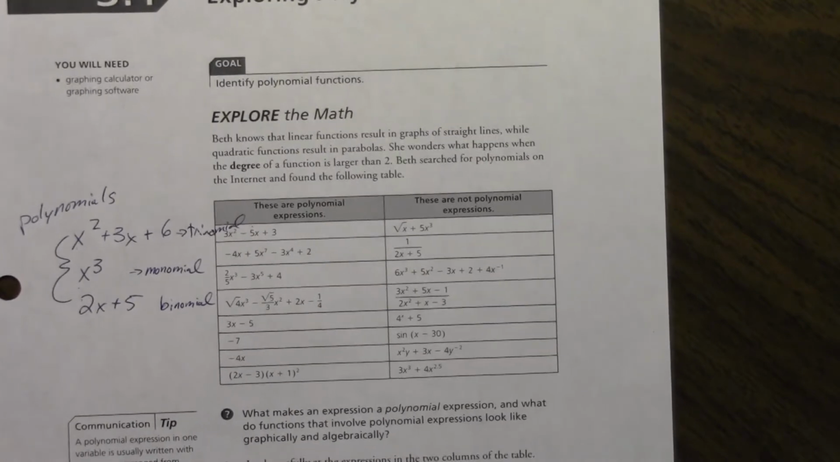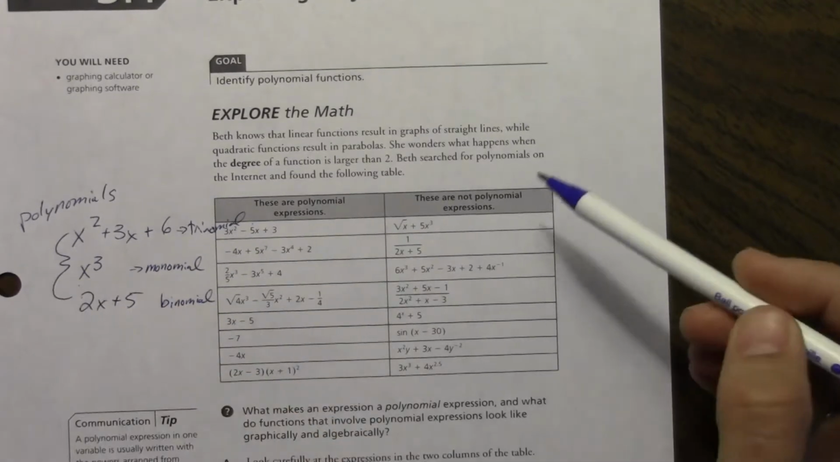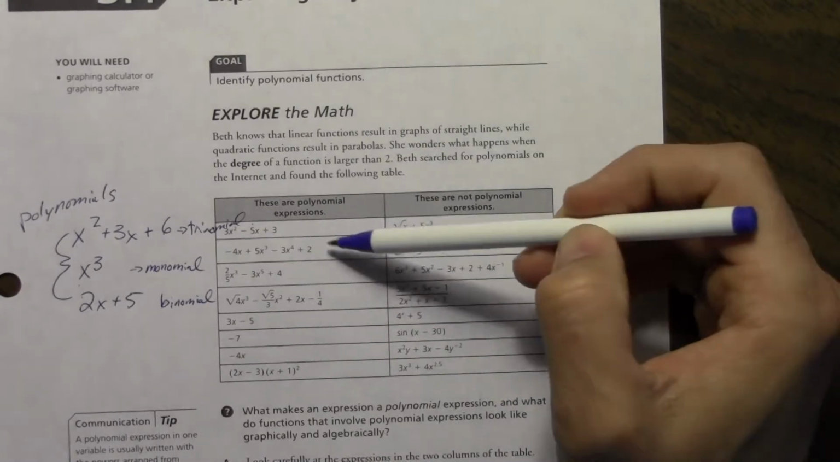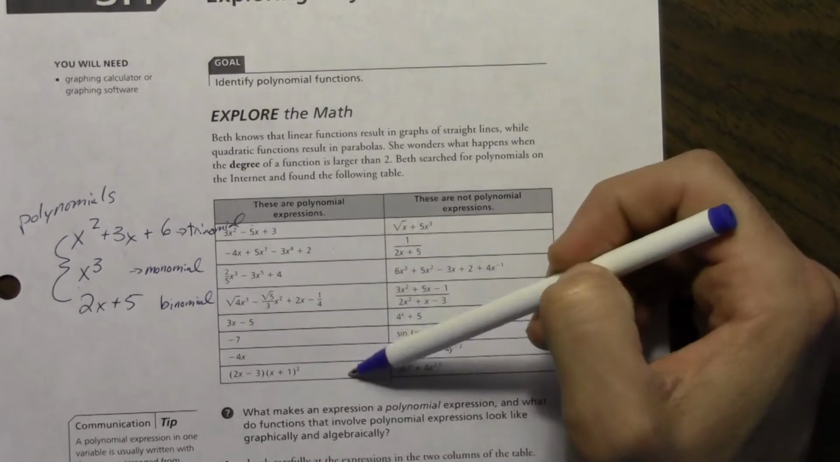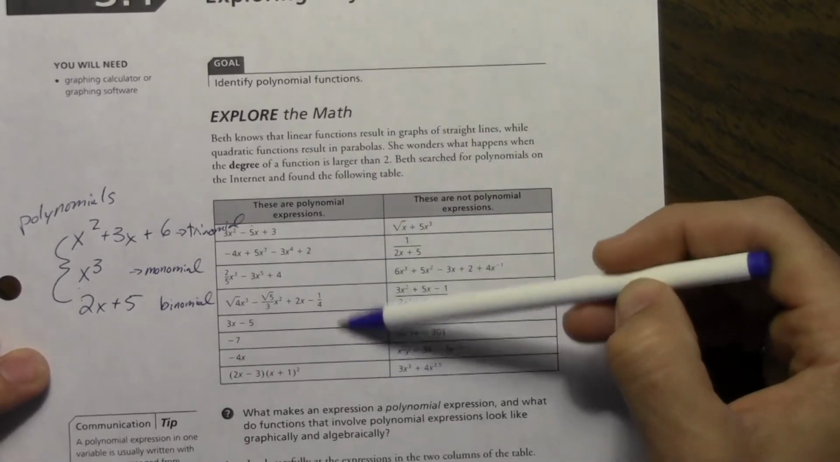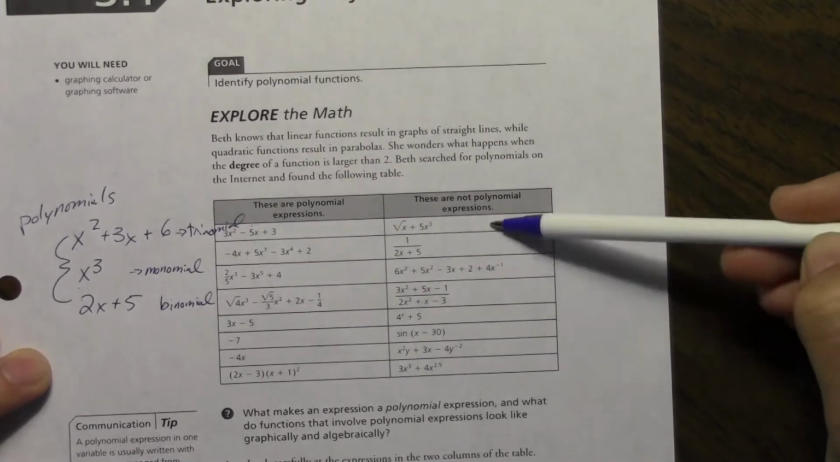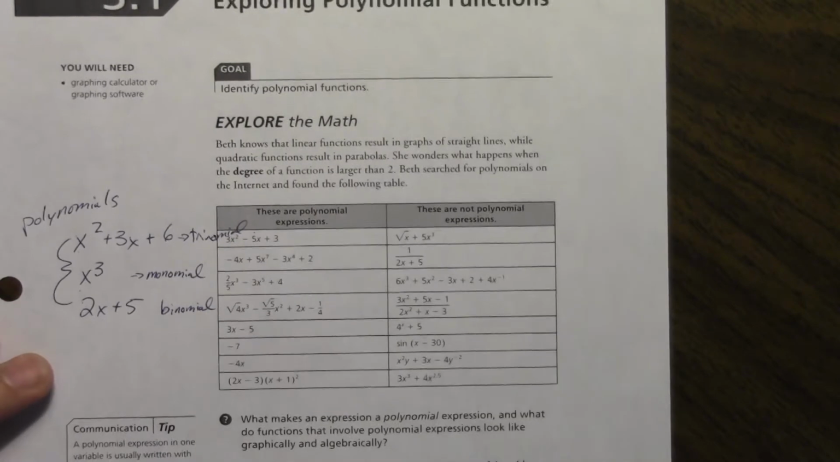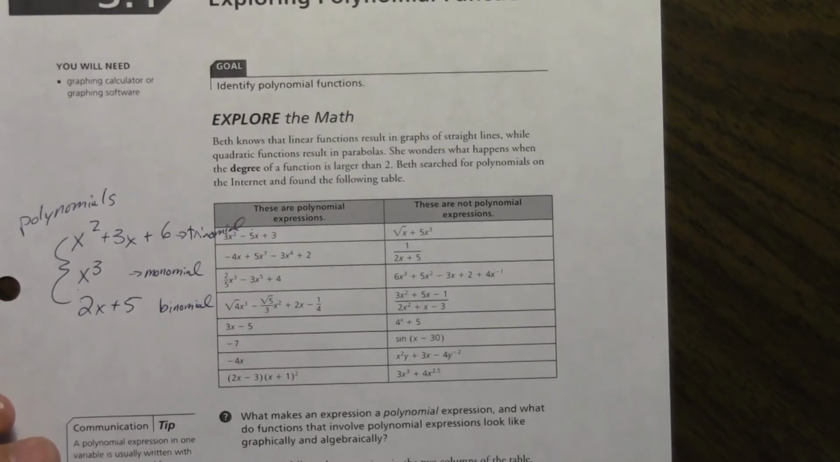Okay, so the question in today's lesson, and this is kind of the whole story right here, is what is a polynomial and what is not a polynomial? So what makes a polynomial and what doesn't? So we're looking at these expressions here and trying to see what's in common between these expressions that's not in common in these expressions. So what makes an expression a polynomial? And what do functions that involve polynomial expressions look like graphically and algebraically? That's what we're going to figure out today.